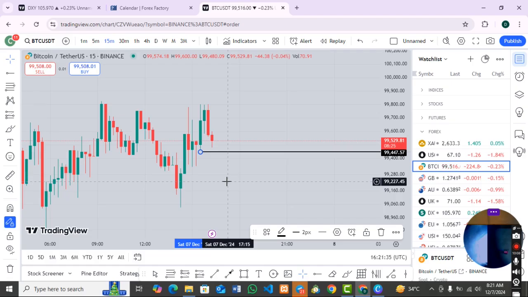The same thing applies to a resistance area. Make sure price has broken the resistance area, retested it, and also wait for a bullish candle confirmation. Wait for the candle to close before you jump into the trade. So these were some of the petty mistakes that made me lose a huge amount of money.